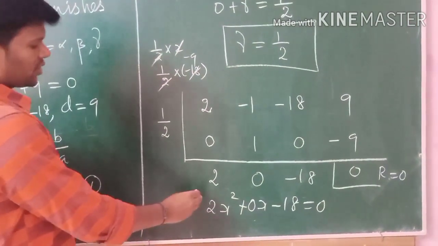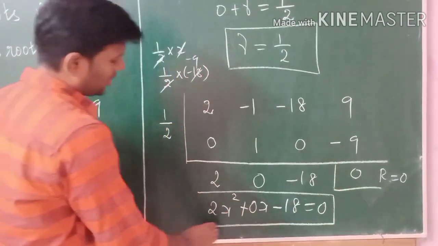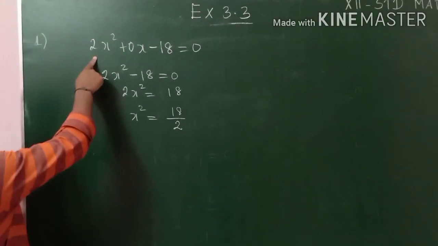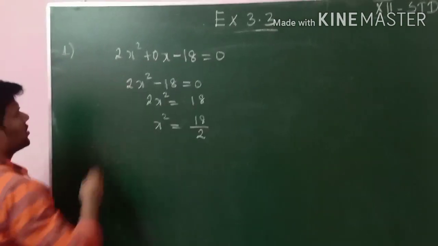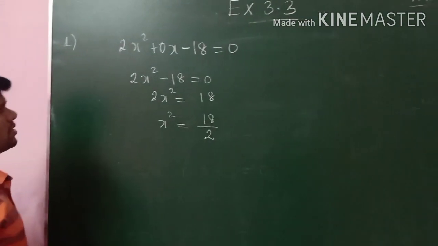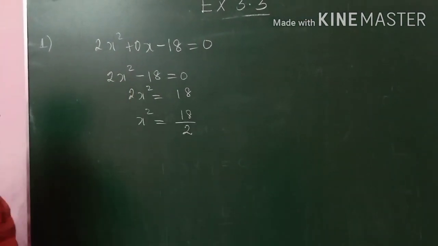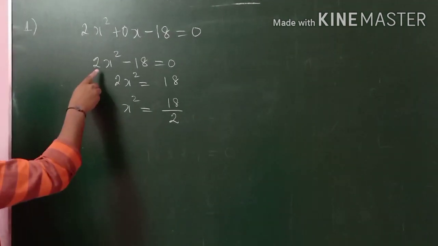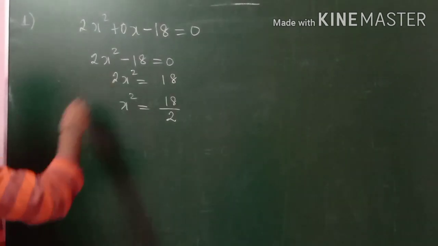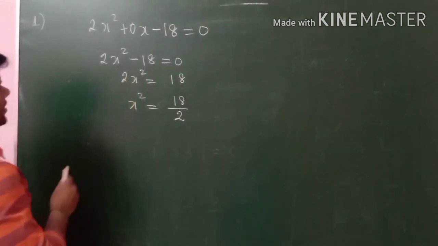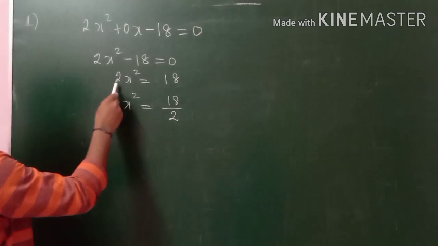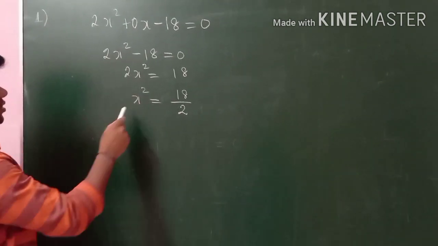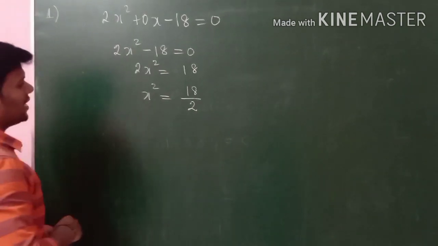With this quadratic equation, we can find the other two roots. So we got the quadratic equation 2x square plus 0x minus 18 equal to 0. So 2x square minus 18 equal to 0 because the coefficient of x is 0. The minus 18, when moved across, becomes plus 18. The 2 is multiplying x square, so moving it across it becomes division by 2. So x square is equal to 18 by 2.